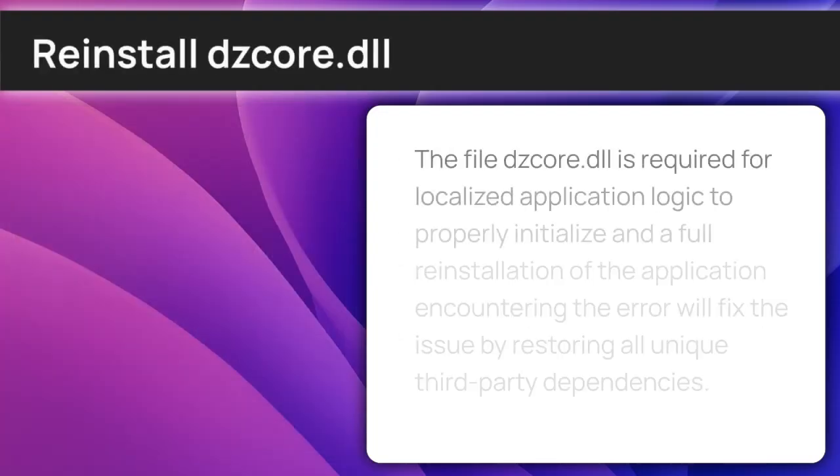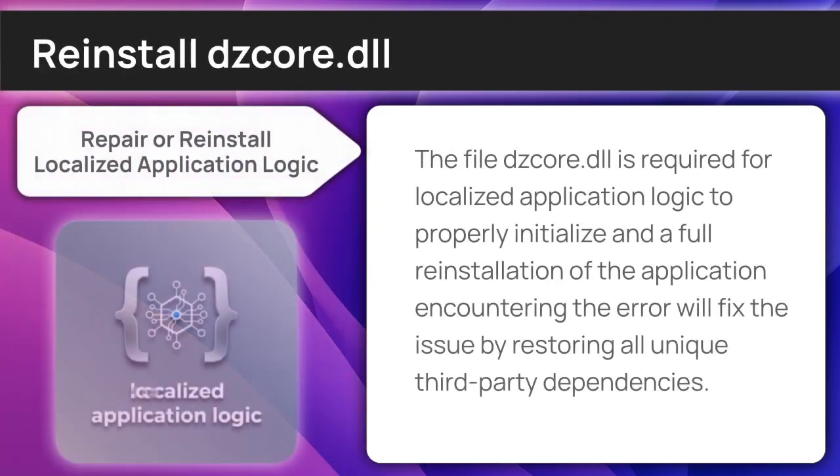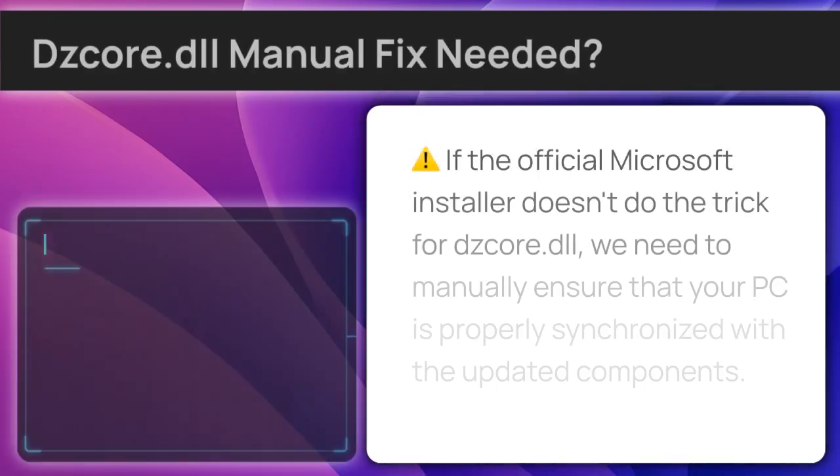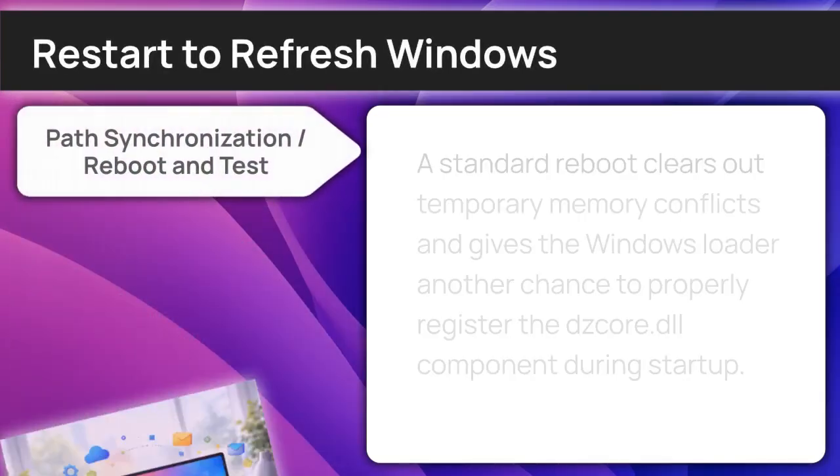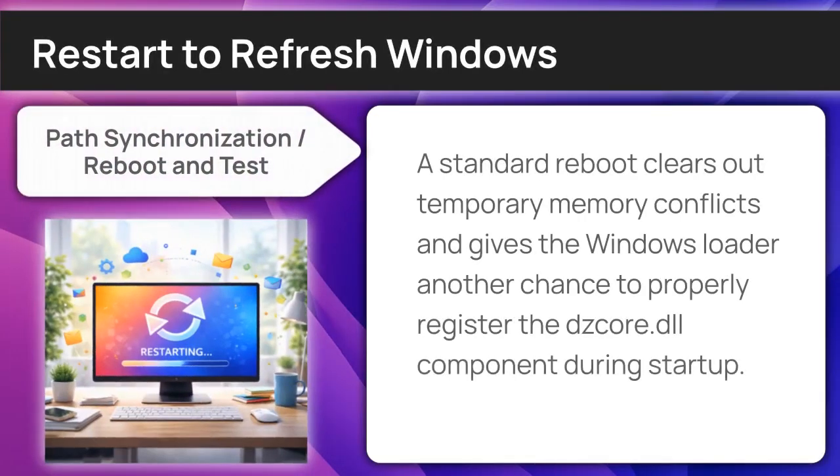The file Dzcore Library DLL is required for localized application logic to properly initialize, and a full reinstallation of the application will fix the issue by restoring all unique third-party dependencies. If the application still won't initialize, we need to shift our focus to how the Windows loader is interacting with the library. A standard restart allows the Windows bootloader to rescan your system directories and potentially recognize an unregistered Dzcore library component.